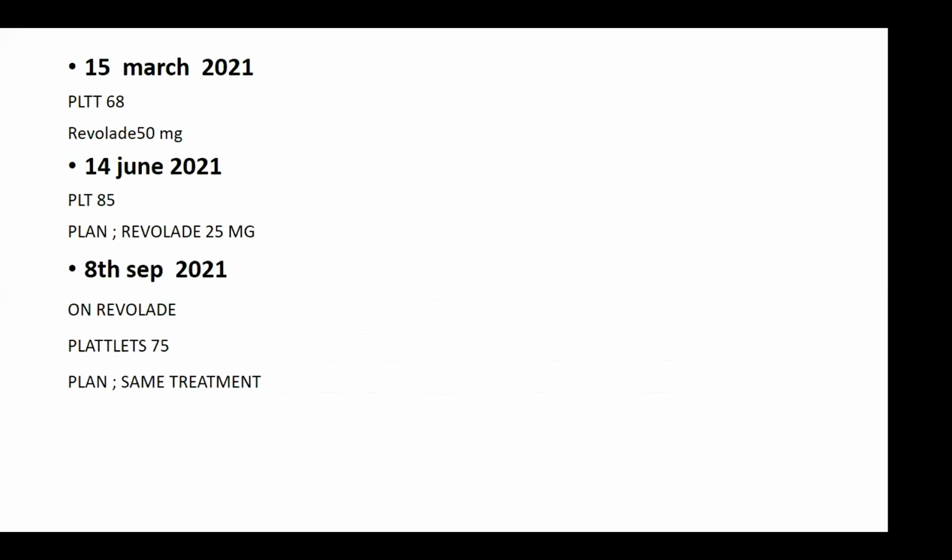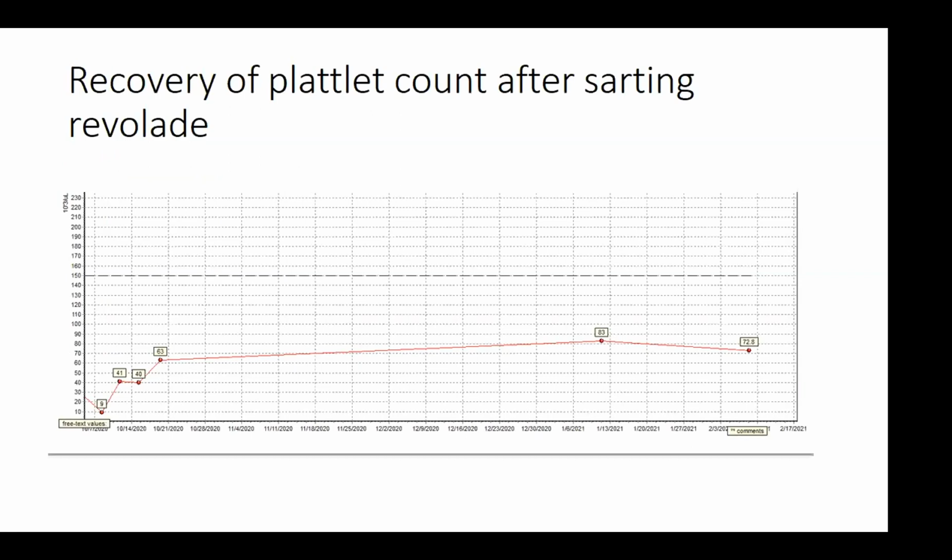in the treatment of ITP, the aim of treatment is not to achieve a normal level. The aim is to achieve a safe level of platelets, so 85 is very safe. In September 2021, her platelet count was 75 on 1 tablet of Revolade. This graph shows recovery of platelet count after starting Revolade and plateauing of platelet count.